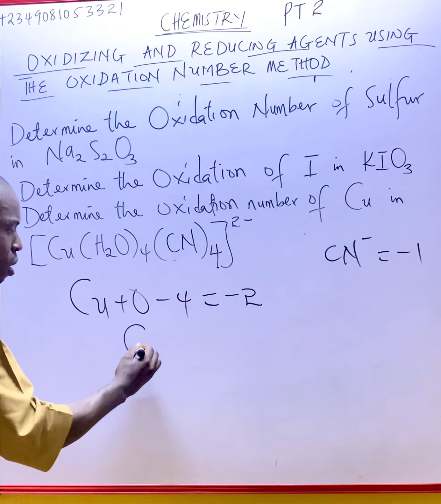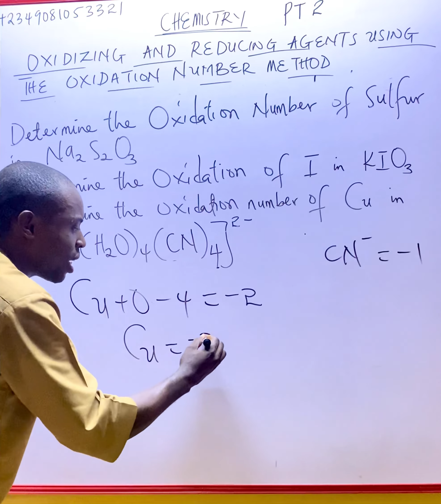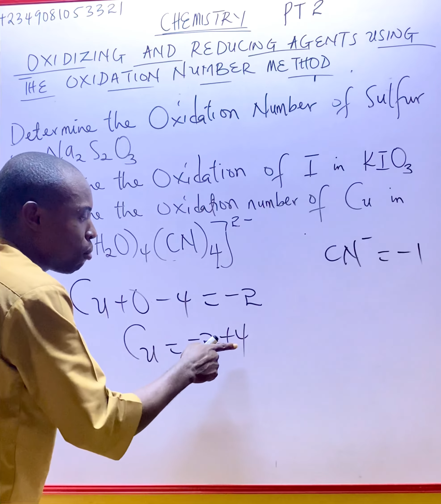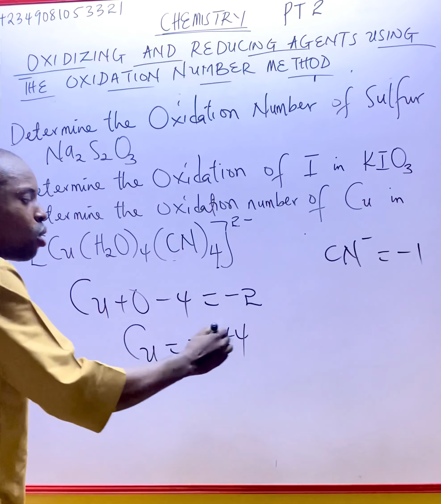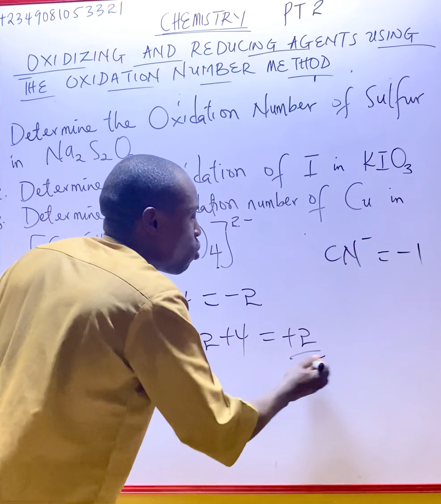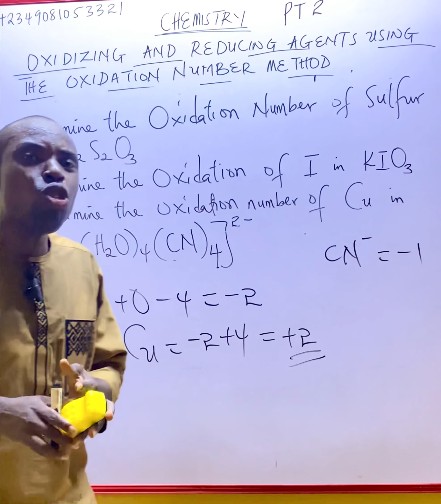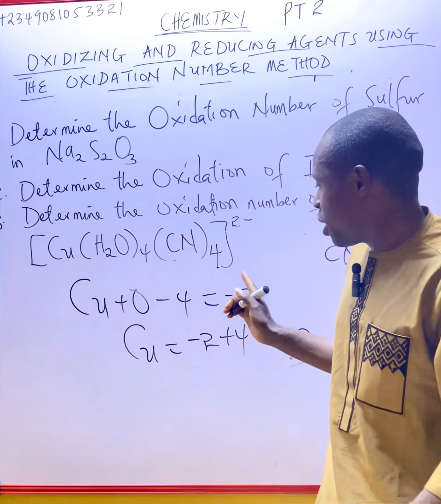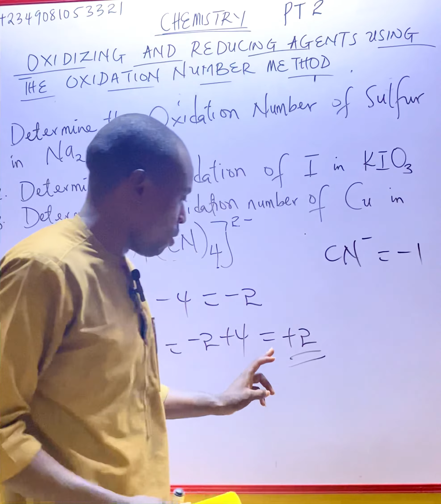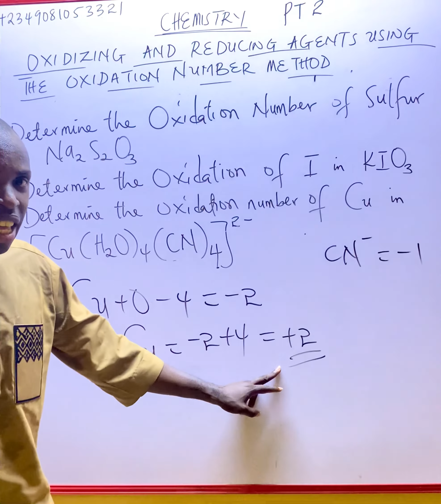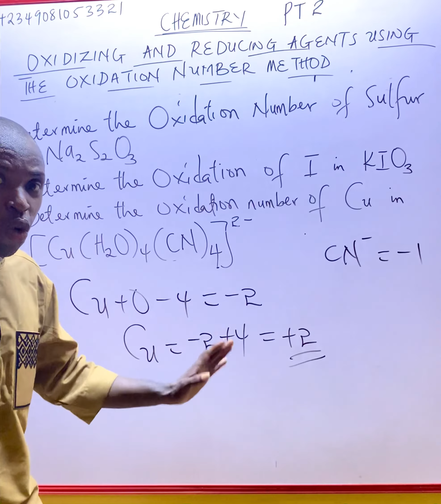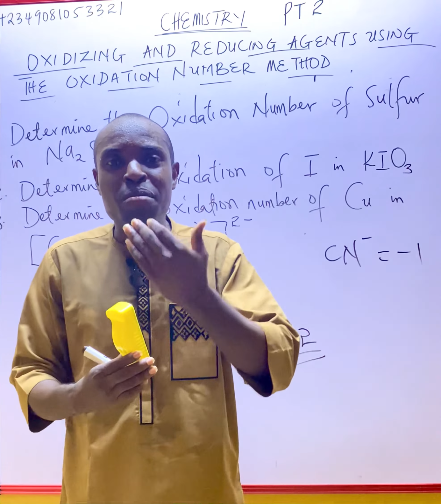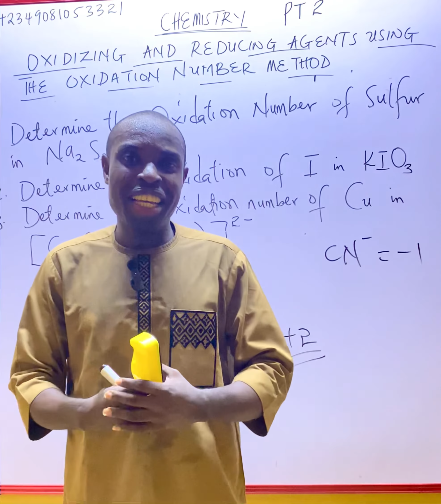So, simple. Copper is now equal to -2 minus 4, crossed over becomes +4. So +4 minus 2 will give you what now? +2. So the oxidation number of copper in this complex is +2. I hope it's very easy. Now in our next video, we'll go much more deeper in other cases.